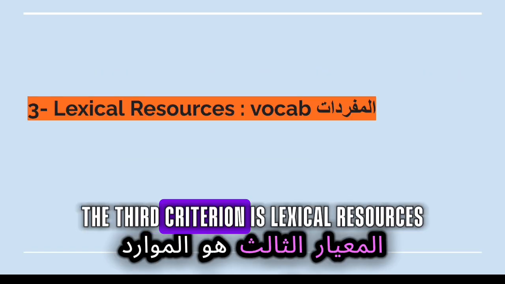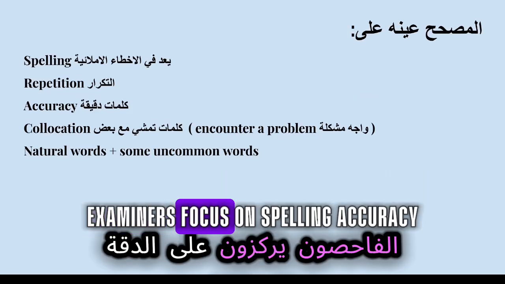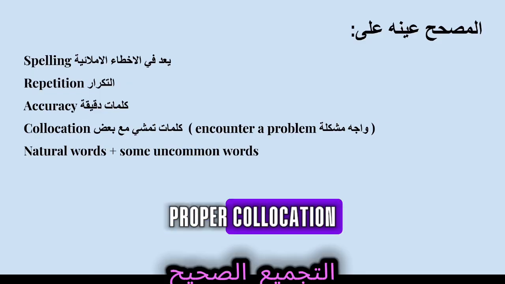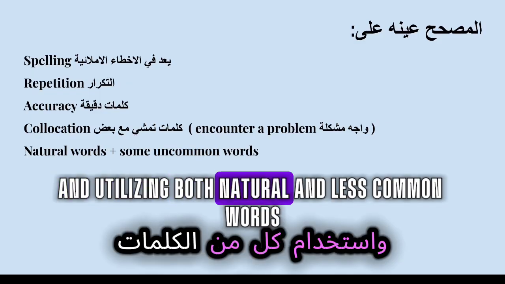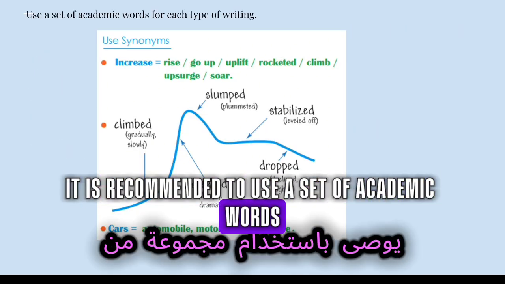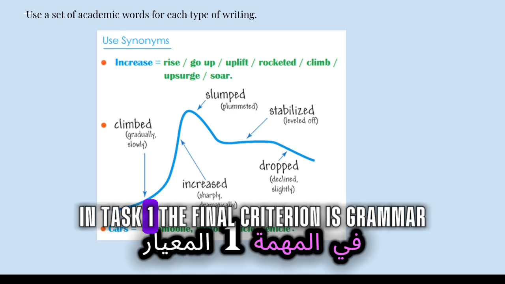The third criterion is lexical resources, focusing on your vocabulary range and accuracy. Examiners focus on spelling accuracy, minimizing repetition, using precise vocabulary, proper collocation, and utilizing both natural and less common words. It is recommended to use a set of academic words suitable for each type of writing in Task 1.